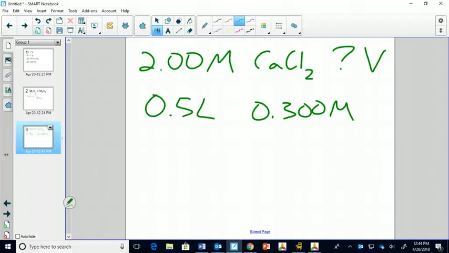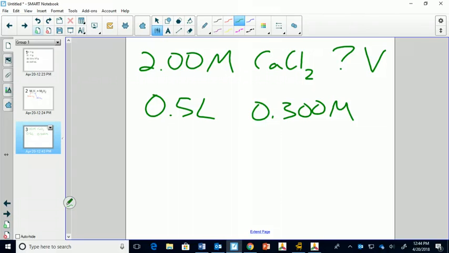Are you with me? So we're starting out with this, right? But I don't want a 0.3 molar, I want a 2.0 molar. I want it to be more concentrated. Are we cool? And they want to know, what volume then should I have had? All right. So, are you comfortable that we are going to solve for these?